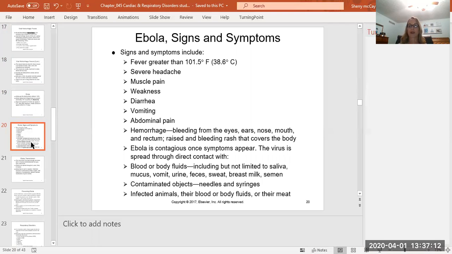The virus is spread through direct contact with blood or body fluids, including but not limited to saliva, mucus, vomit, urine, feces, sweat, breast milk, and semen. Contaminated objects such as needles and syringes can spread it, and infected animals, their blood or body fluids, or their meat. Ooh, so if you eat an infected animal, yikes.